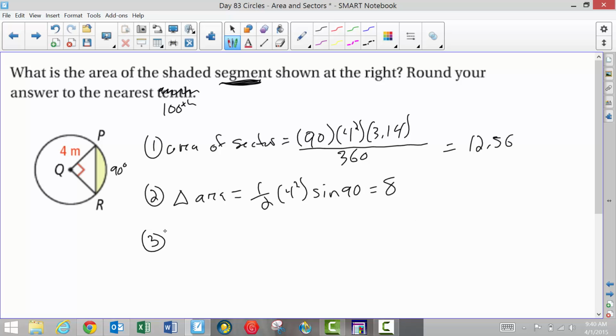So step 3, I subtract. So it's 12.56 minus 8. 12.56 minus 8, 4.56. 4.56 meters squared is the area of the sector. Sorry, area of the segment. Area of the segment. Even I get confused sometimes. And the area of the segment is the shaded region.